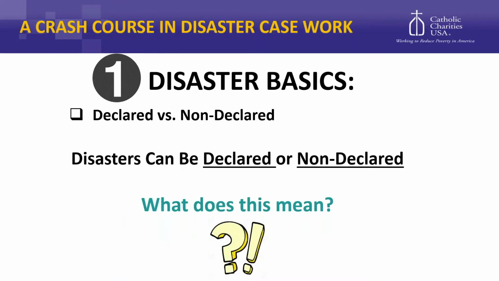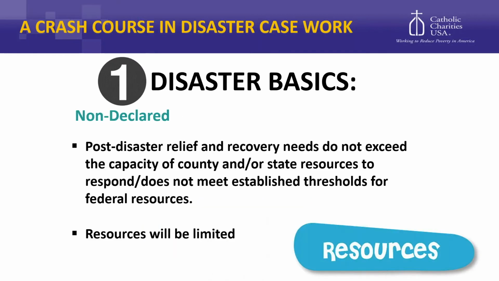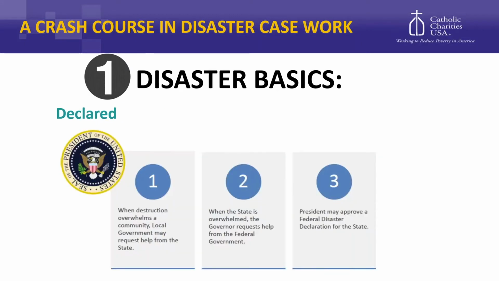So disasters can be declared or they can be non-declared. So what does that mean? A non-declared disaster is where the post-disaster relief and the recovery needs don't exceed the capacity of the county or the state to respond, and it does not meet those established thresholds for federal resources. Now, in a non-declared disaster, the resources will be limited. In a declared disaster, if the destruction has overwhelmed the community, the local government can request help from the state. And then if the state is overwhelmed, the governor can request help from the federal government. And the president may approve a federal disaster declaration for the state.